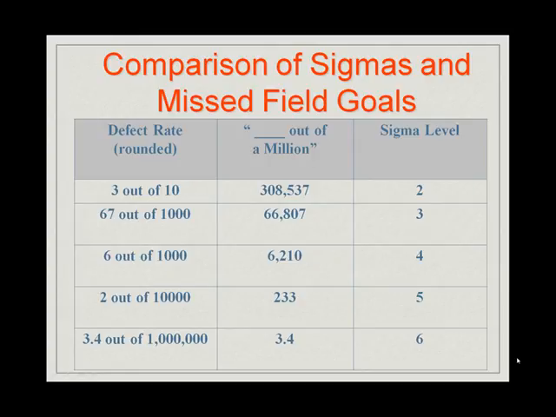So if we think about this in comparison to sigmas and missed field goals, here you can see that if we were at a 2 sigma level, we'd miss 3 out of 10 field goals. If we were at a 3 sigma, we'd miss 67 out of 1,000. But when we jump to 4 sigma, we're down to 6 out of 1,000. 5 sigma, 2 out of 10,000. And then, of course, at 6 sigma, 3.4 out of a million.